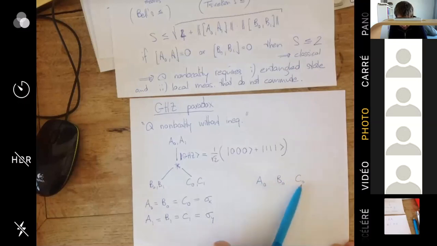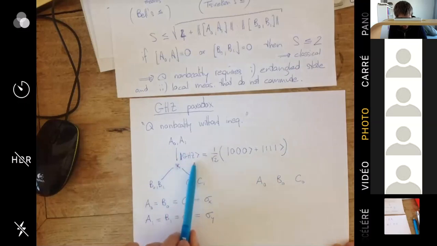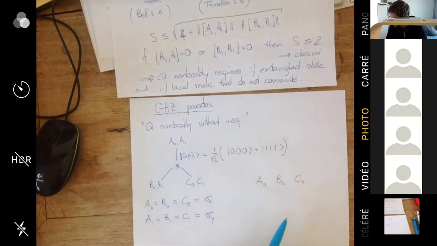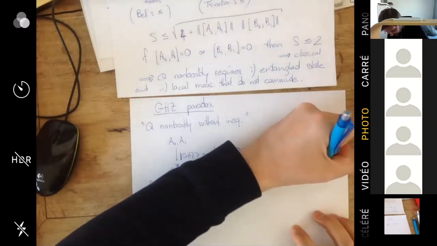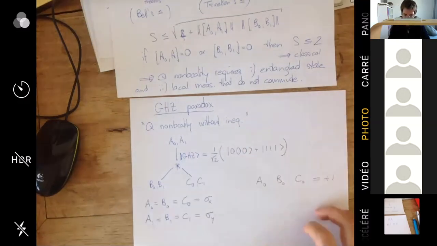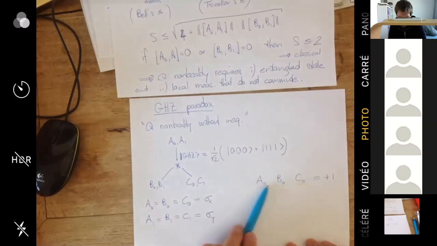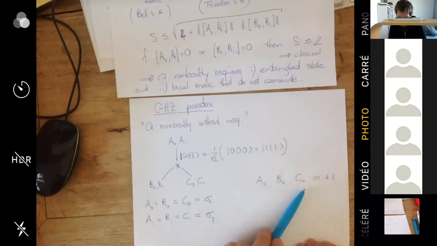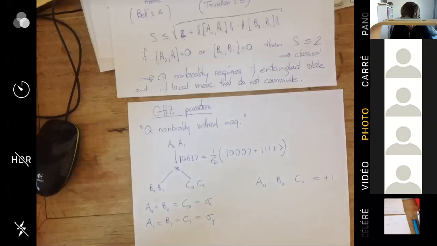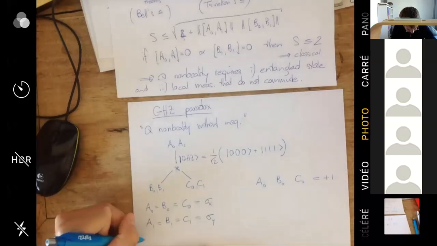Now, I need to calculate this thing for the GHZ state. I could calculate the expectation value of this operator here. I claim that this is +1. You see, it's the expectation value of a product of binary observables, so it has to be between +1 and -1, and here it will be +1. So let's maybe calculate that. We can do it here.